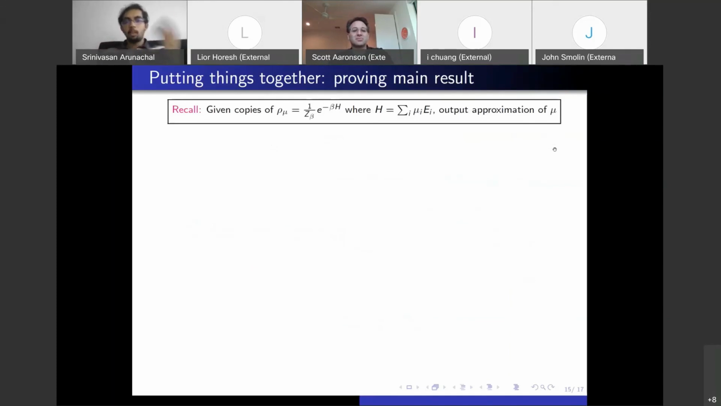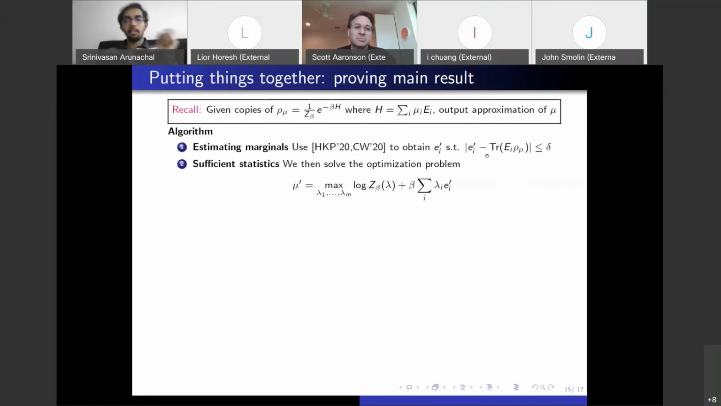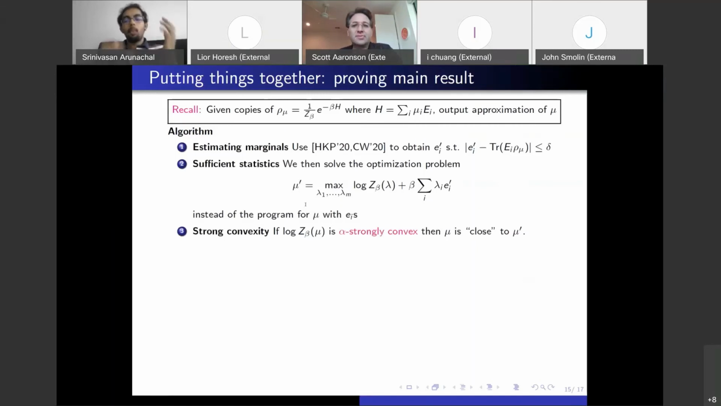Right, let me put everything together. What is our learning algorithm? Recall that you're given copies of the quantum Gibbs state, where H is a k-local Hamiltonian, and you want to approximate mu. The first thing is you use the algorithm of HKP or CW. You could also use shadow tomography, but as Scott said, HKP is more useful when you talk about local measurements. So you obtain all these E_i primes, which are delta approximations of the actual trace expectations. Then we use this idea of sufficient statistics and solve this optimization problem. Unfortunately, we only get delta approximations of the E_i's, so instead of mu we get mu prime. But what we observed is that if you look at the objective and show that it's alpha strongly convex, you can show that mu minus mu prime is close to e minus e prime.